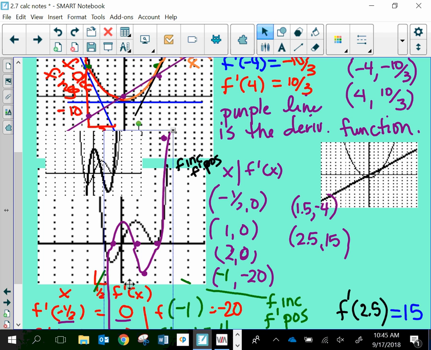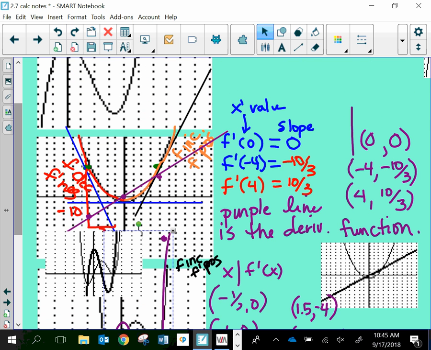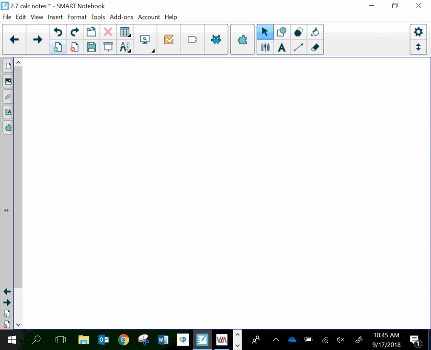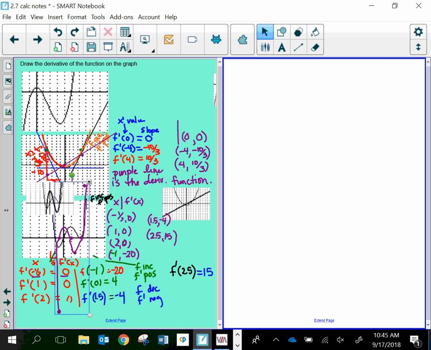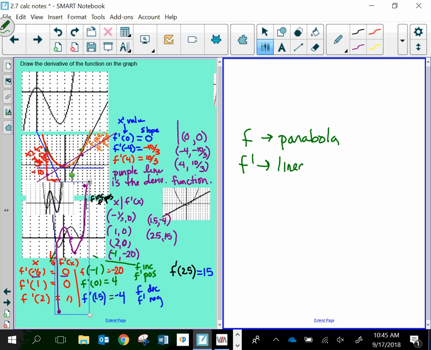Are you all noticing anything about powers? Let's look at the power of this original function. It was a parabola, right? That's right. F is a parabola. F prime was linear, right? This has a degree 2. This has a degree 1.